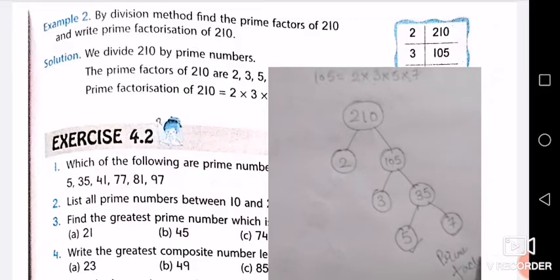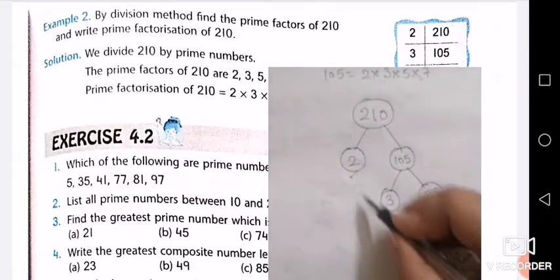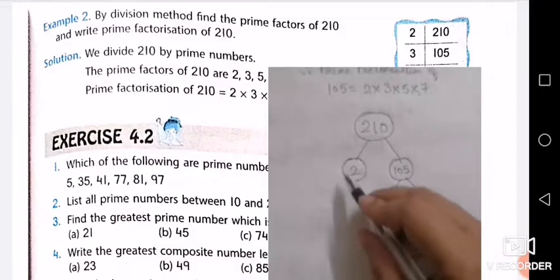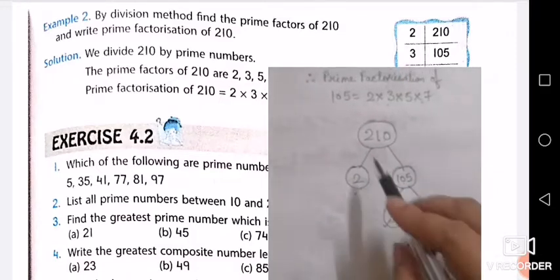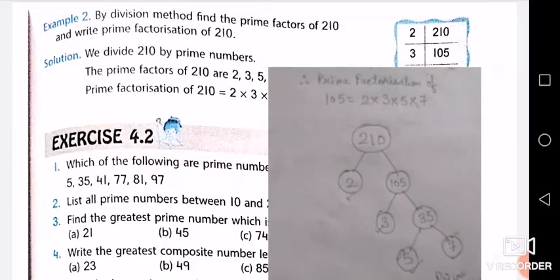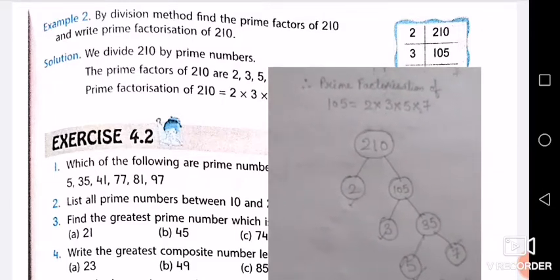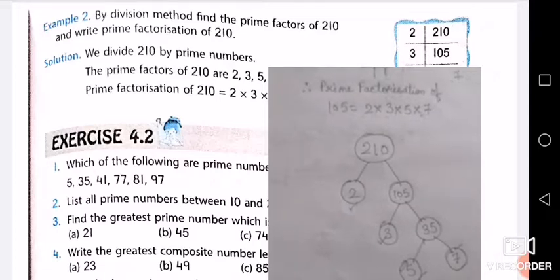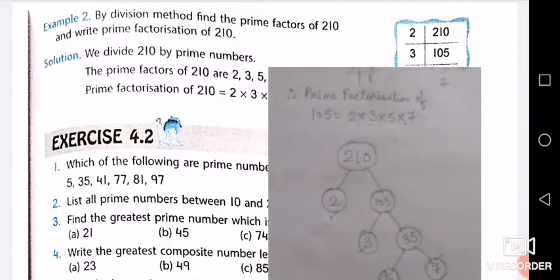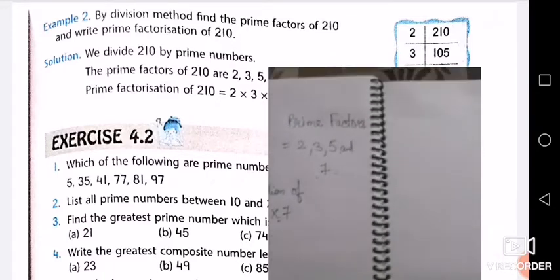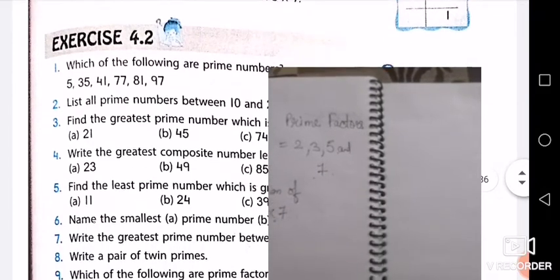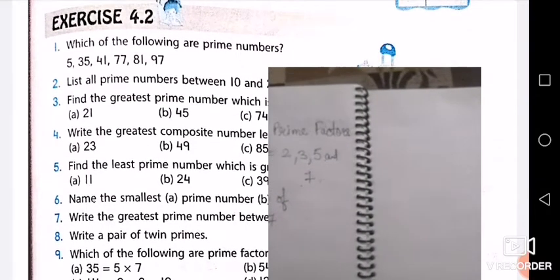Fine. So what are the prime factors? 2, 3, 5 and 7. These are the prime factors, and the prime factorization you will write with multiplication. This is very important to know: what the prime factors are, what prime factorization is, how we can do it with the division method, and how we can do it with the factor tree method. Now we will start our exercise 4.2.